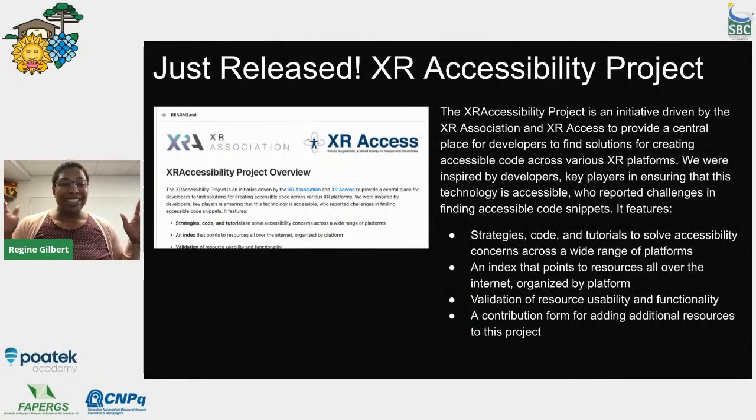And just released, this is very exciting. This happened just a couple days ago. The XR Accessibility Project is now on GitHub. So the XR Accessibility Project is an initiative driven by the XR Association and XR Access to provide a central place for developers to find solutions for creating accessible code across various XR platforms. We were inspired by developers, key players in ensuring that this technology is accessible, who reported challenges in finding accessible code snippets.